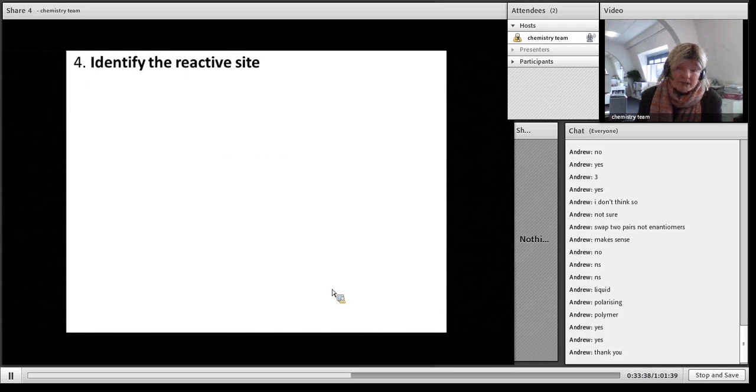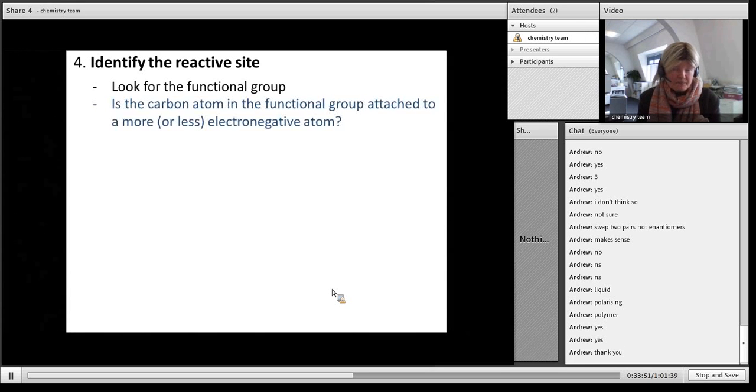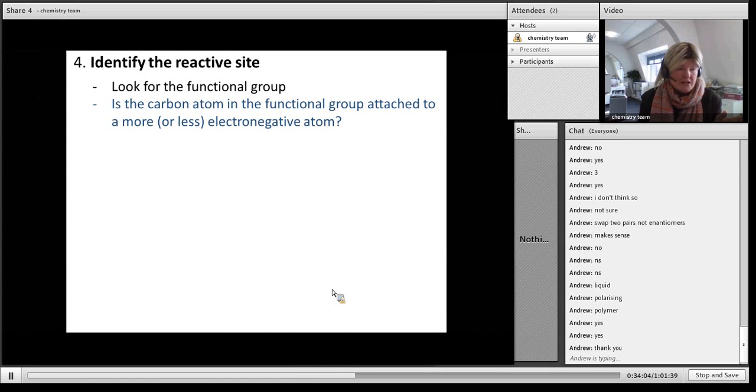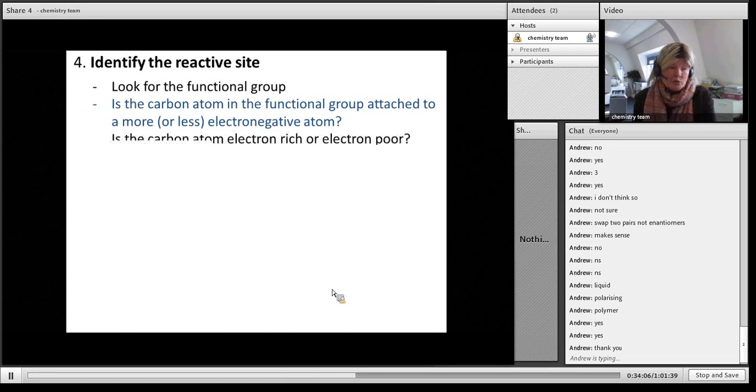Then, I find a lot of students don't know where the change happens. So this is what this tip is: identify the reactive site. You look for the functional group, because that is where the change is going to happen. And what sort of change is going to happen? If you look at the electronegativity of the groups attached to that carbon, you can get a good idea of what's going to happen. So knowing your trends that you did in the last set of booklets is a good idea. You know nitrogen, oxygen and fluorine are very electronegative.